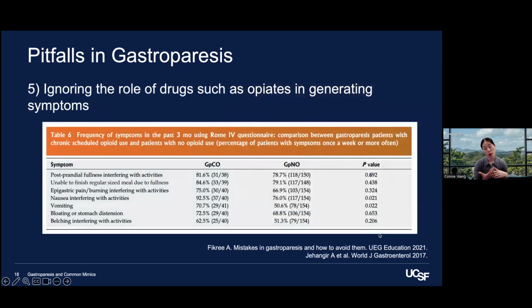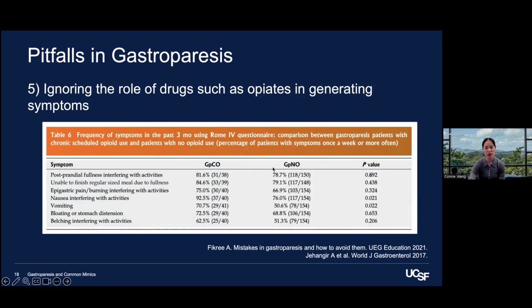Next is ignoring the role of drugs, such as opiates, in generating symptoms. I think I touched upon this a little bit already, but I can't count the number of patients who have been referred to see me for gastroparesis and were either on chronic opiates or taking opiates pretty frequently on an as-needed basis. I'd say at least 50 to maybe 75% of the patients I see are on opiates at the time of the referral. We're all probably already aware of this, so I don't need to hammer it in so much, but we know that opiates cause delayed gastric emptying, so when patients have symptoms of gastroparesis, we know opiates are a culprit.